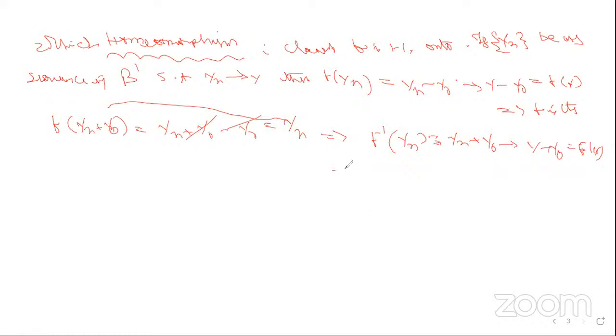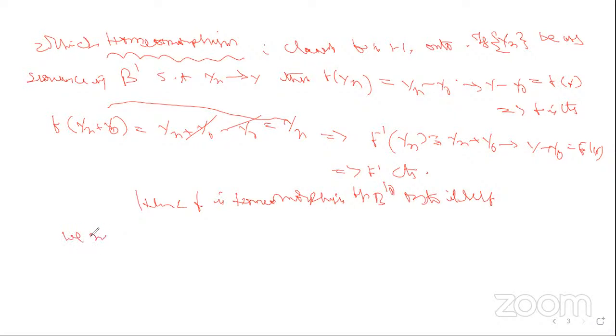So F inverse is continuous. F is continuous, F inverse is continuous. So F is a homeomorphism of B dash onto itself. Hence F is a homeomorphism of B dash onto itself.